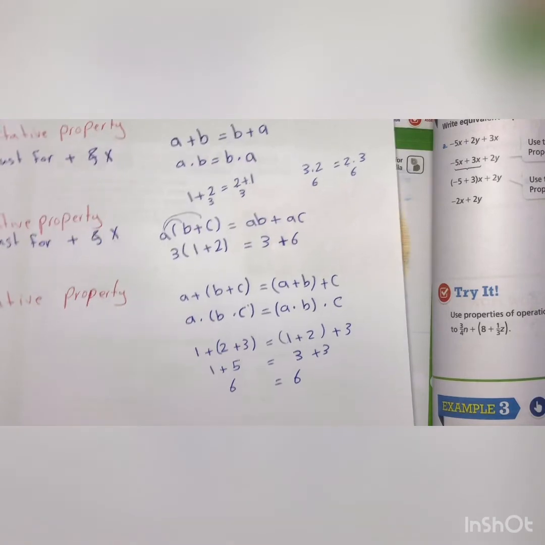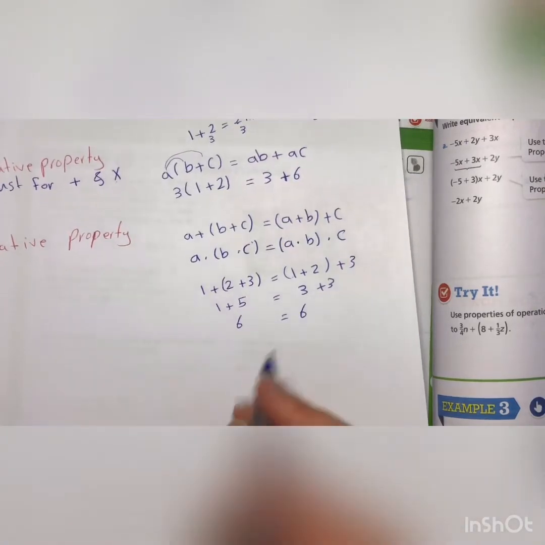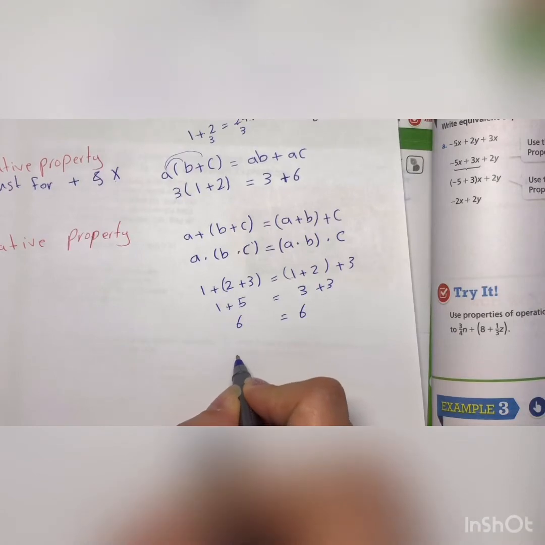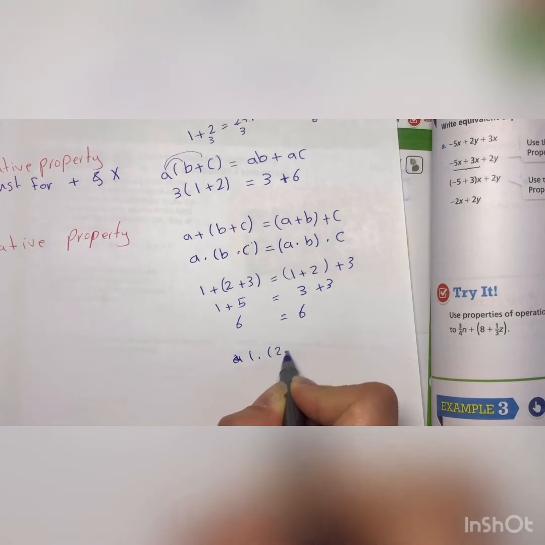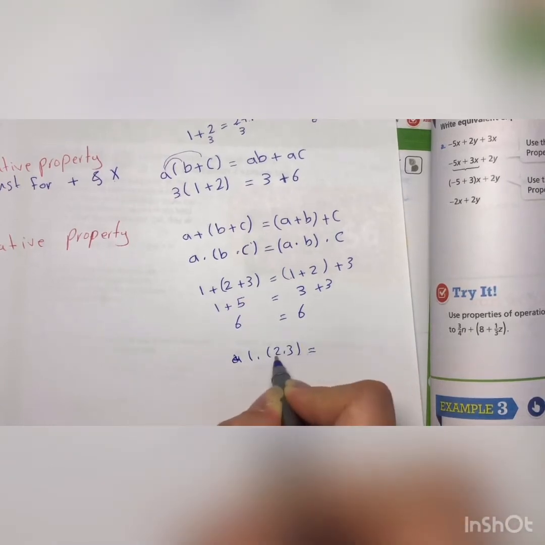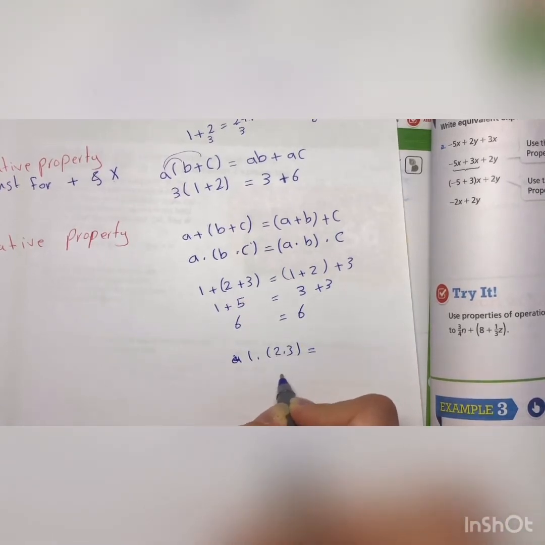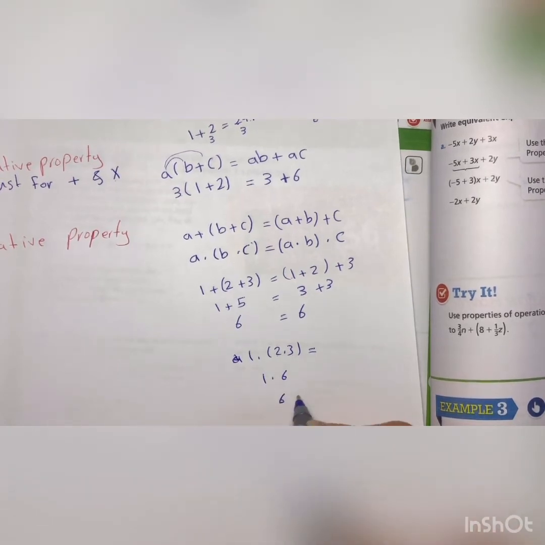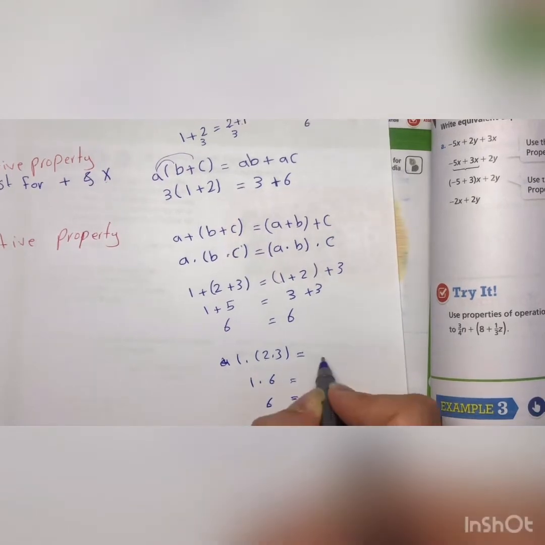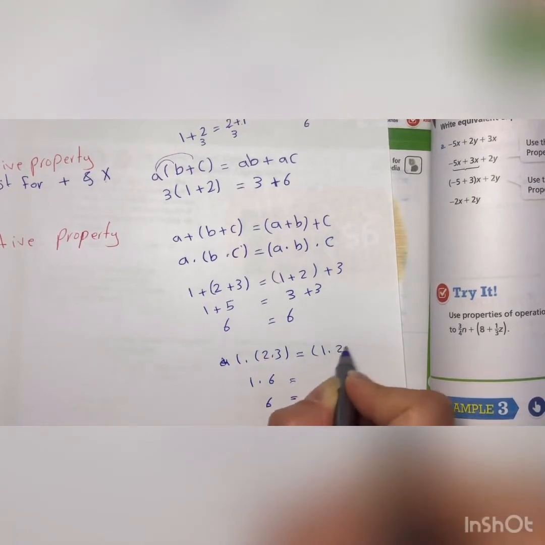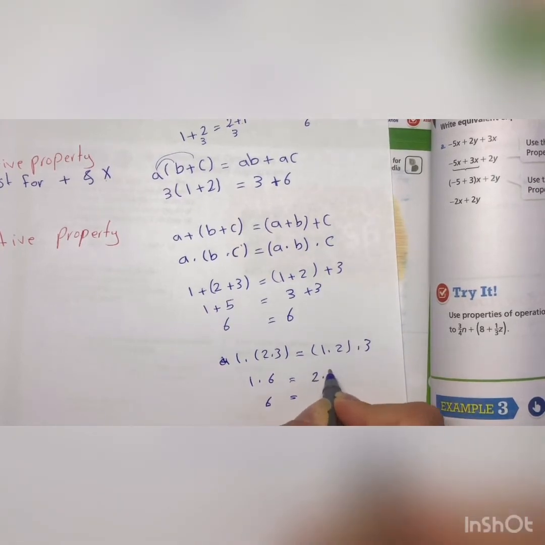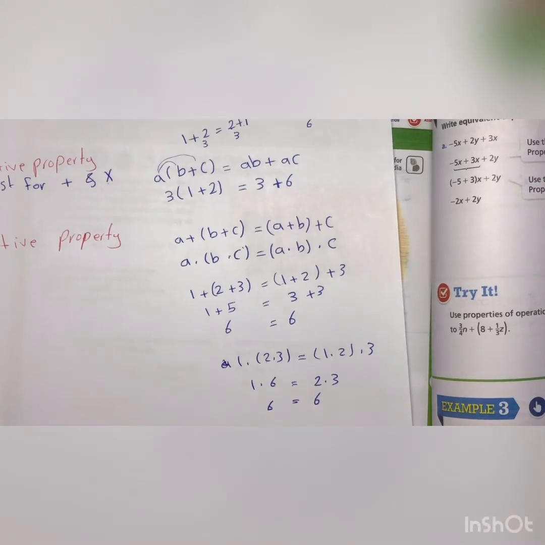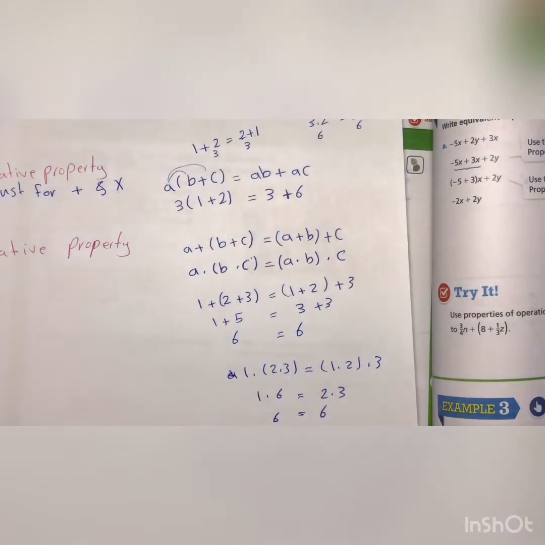Also, for multiplication, it is like this. If I have 1 times 2 times 3, with 2 times 3 in parentheses, that's 6 times 1 equals 6. If I have 1 times 2 in parentheses times 3, 1 times 2 equals 2, 2 times 3 equals 6. That means it is 6.